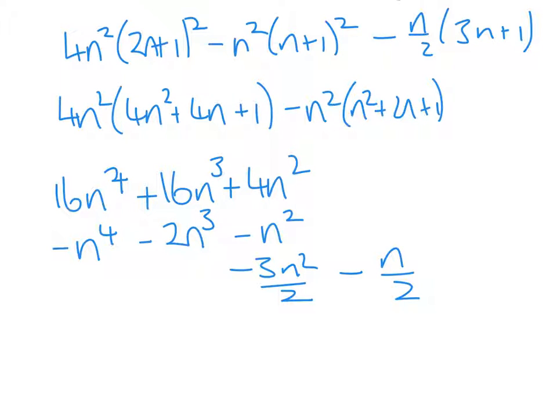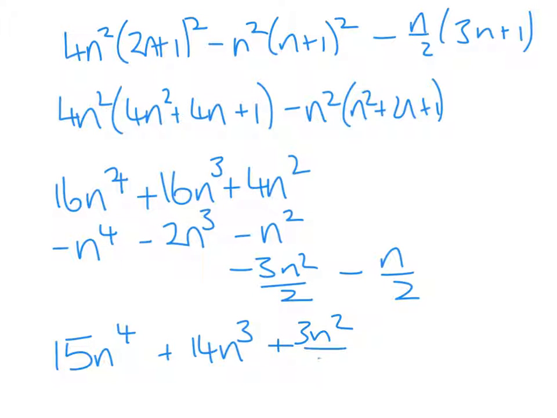And then finally on the end we have subtract 3n squared over 2, and we have subtract n over 2, which is going to give us 15n to the power 4 plus 14n cubed plus 3n squared over 2 minus n over 2 as asked for.